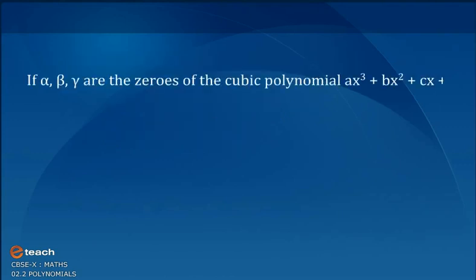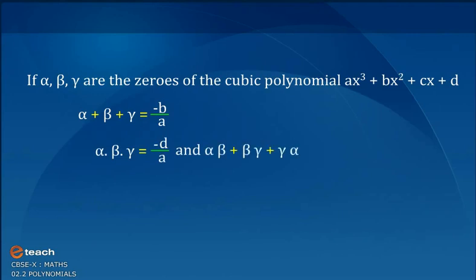In general, it can be proved that if alpha, beta, gamma are the zeros of the cubic polynomial ax cube plus bx square plus cx plus d, then alpha plus beta plus gamma is equal to minus b upon a. Alpha beta gamma is equal to minus d upon a, and alpha beta plus beta gamma plus gamma alpha is equal to c upon a.